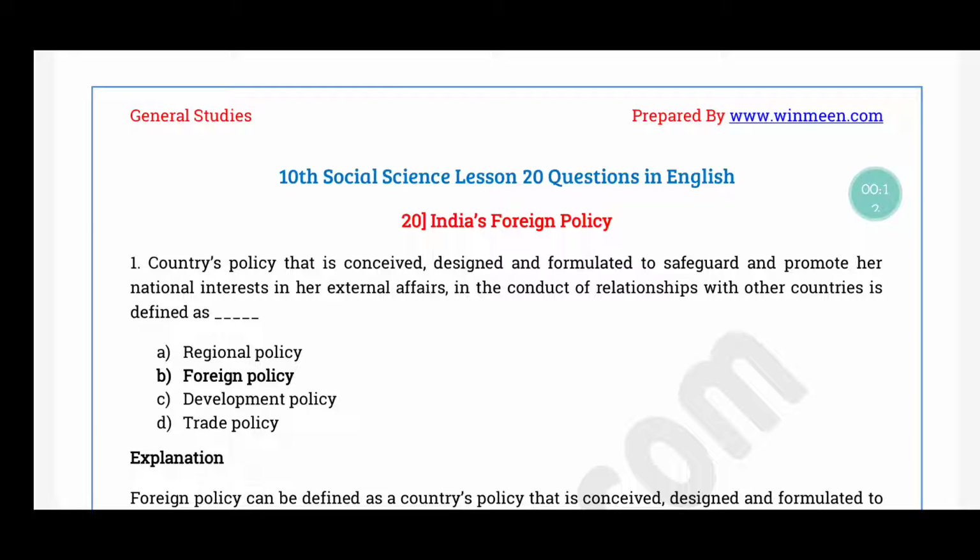Question number 1. Country's policies that is conceived, designed and formulated to safeguard and promote her national interest in her external affairs in the conduct of relationship with other countries is defined as. The correct answer is option B, foreign policy.